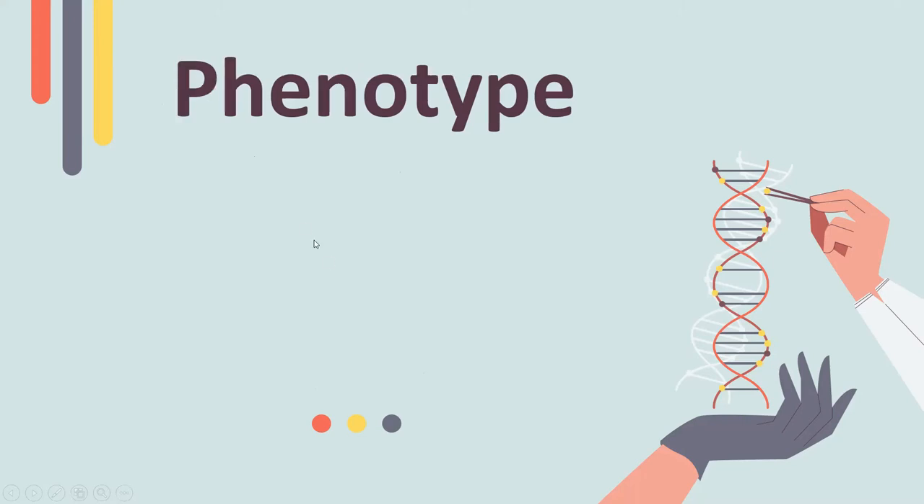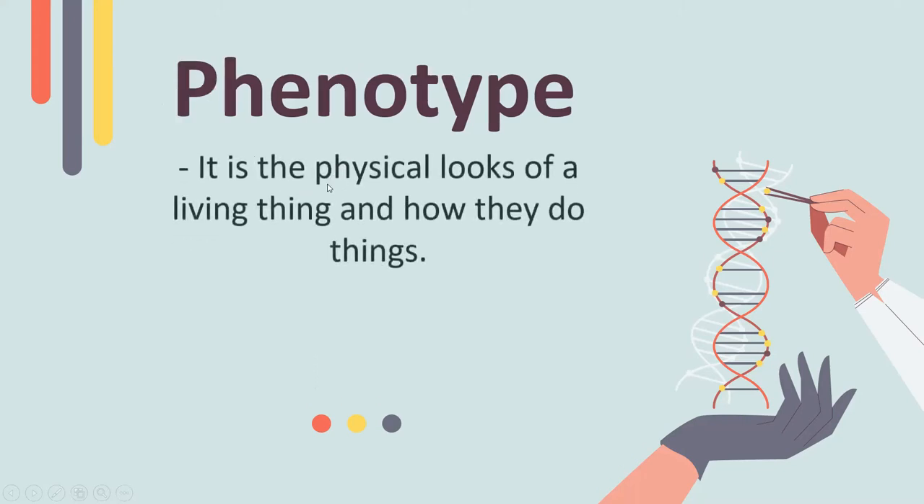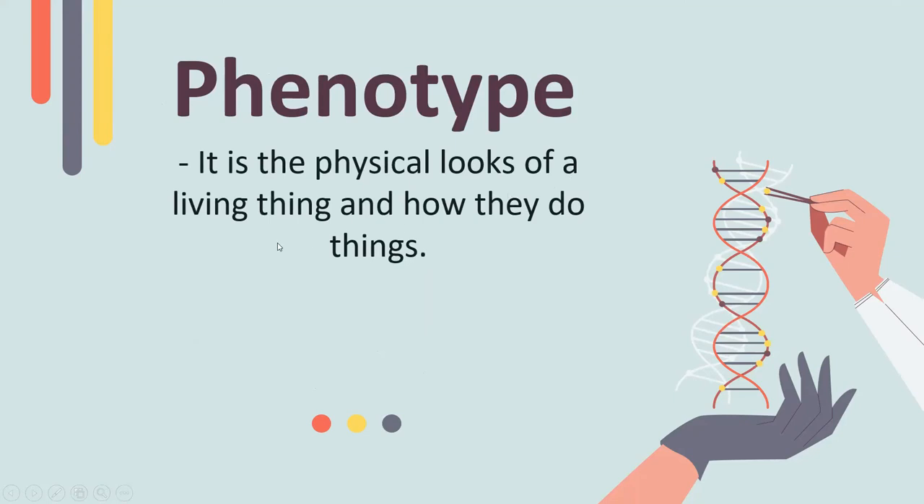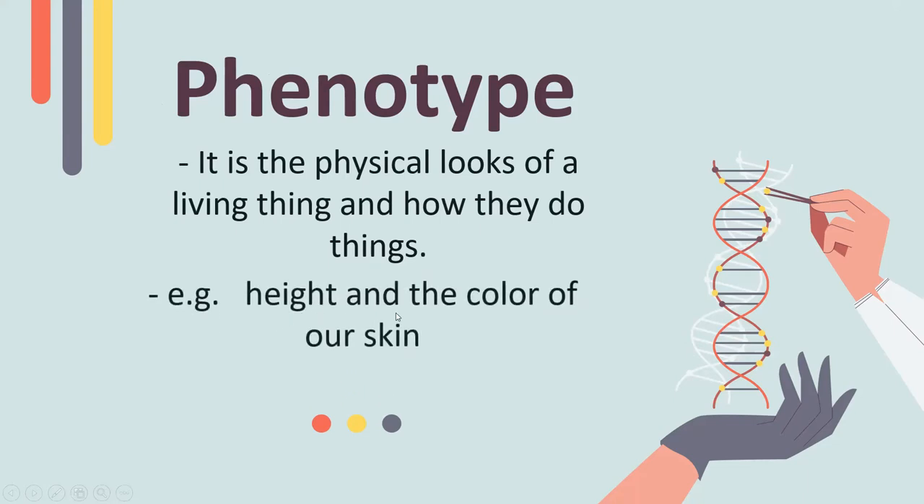Aside from that, we also have the phenotype. And this is the physical looks of a living thing, specifically human, and how they do things. For example, the height and the color of our skin.